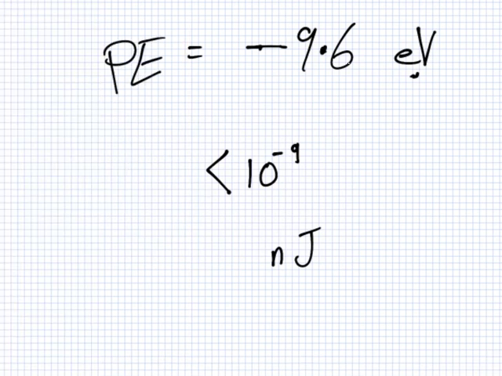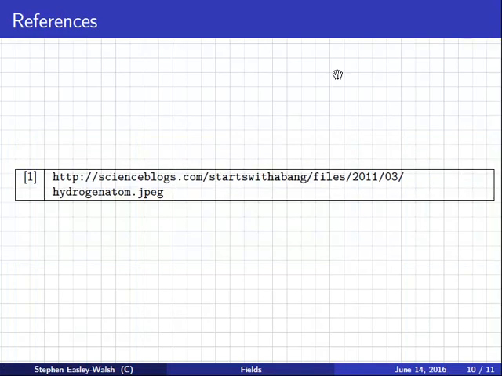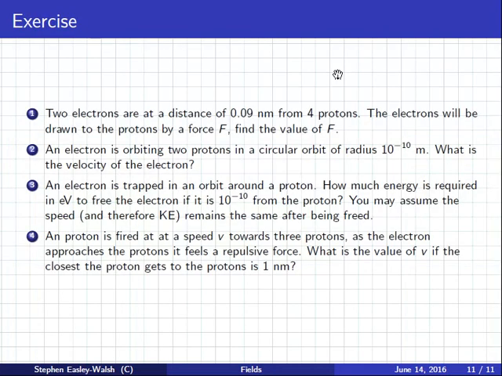And this is actually quite a nice way to give the answer. Minus 9.6 electron volts. It means it's the same amount of energy a group of about 10 electrons would have if they entered a field which was under a potential difference of 1 volt. Okay. A couple of questions here. You can take a picture if you want, and then we'll finish there.